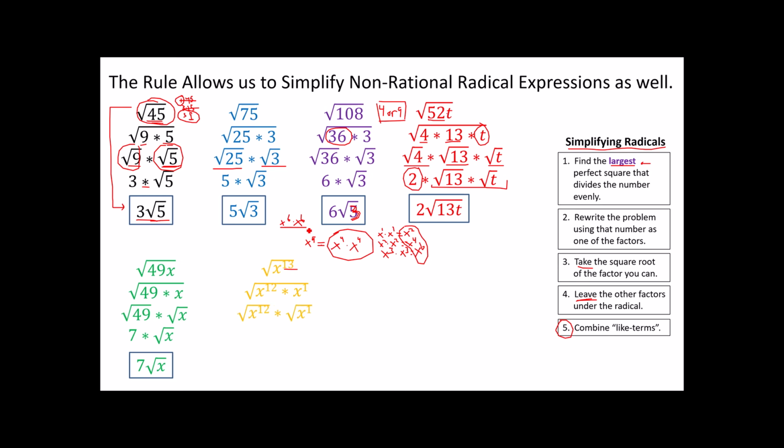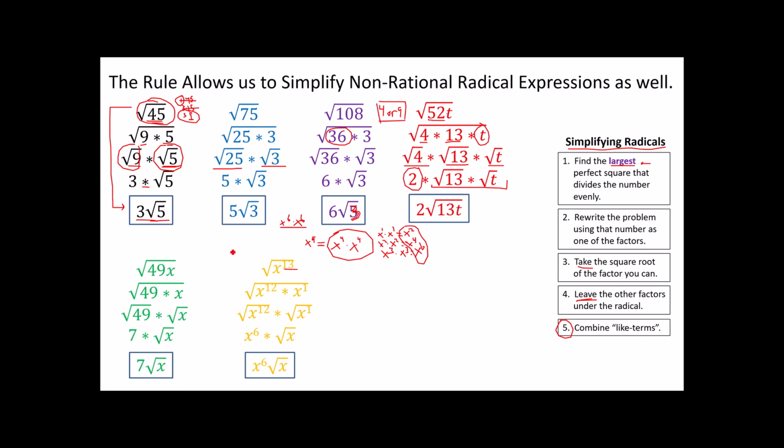So when I split this and I say, what's the square root of x to the 12th? Well, that's x to the 6th. I can't do anything with the x to the 1st because it's not an even exponent. Your solution's x to the 6th radical x.